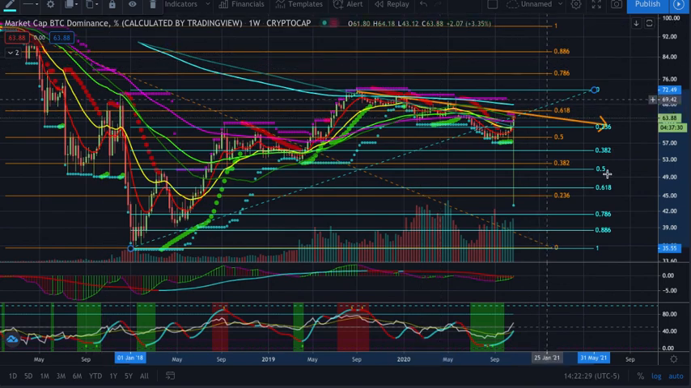Because there's always going to be believers, there's always going to be other shitcoins, there's always going to be something out there that does actually have value.